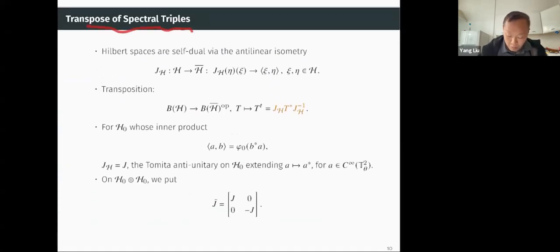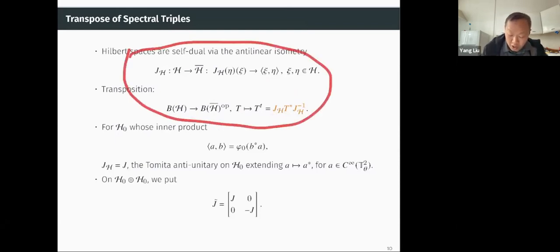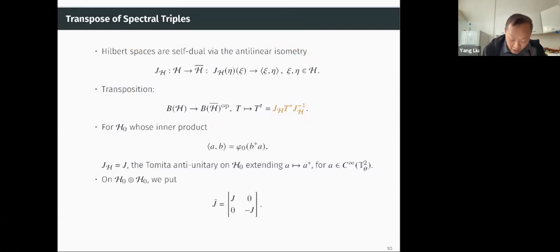Transpose of a spectral triple. We use the inner product to identify H with its complex conjugate or its dual space, and then an operator becomes its transpose, by conjugation using the star and this anti-linear isometry. In particular, this is an abstract setting for a general Hilbert space. In our H0, this inner product is associated to the GNS construction.